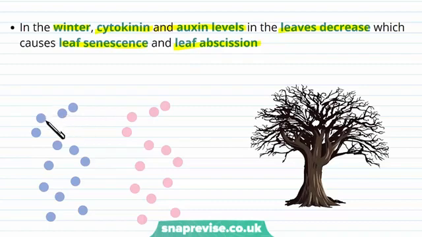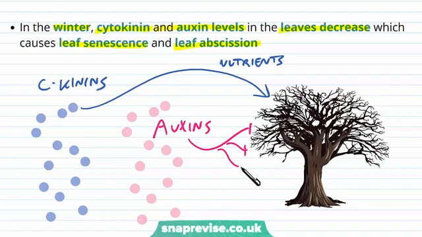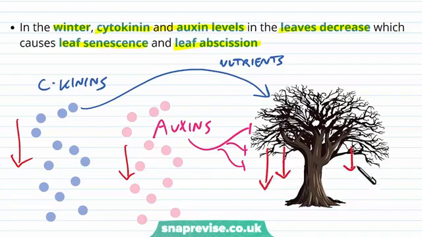So try and think about how these molecules work. The cytokinins promote nutrient supply in the leaf, and we said before that the auxins inhibit the leaves being dropped, so they inhibit aging. So if both of these levels go down in the winter, then the nutrient supply of the leaves will go down, and the inhibition of leaves falling off will stop as well, which means that eventually leaves start falling off, and the plant will become aged and the leaves will have all fallen off.